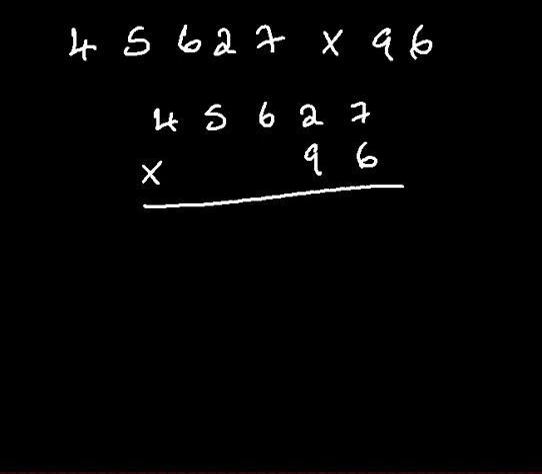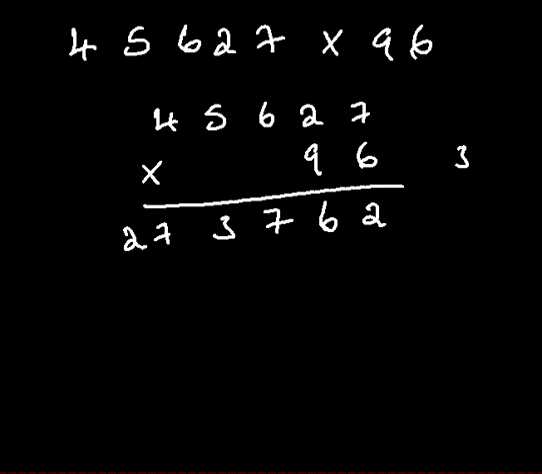So have 6 times 7. What is 6 times 7? We have it as 42. We'll have 2 and keep 4. And 6 times 2, that is 12, and 12 plus 4, that is 16. We'll put 6 and keep 1. Then 6 times 6, that is 36, and 36 plus 1, that is 37. We'll put 7 and keep 3. And 5 times 6, that is 30, and 30 plus 3, that is 33. We'll put 3 and keep 3 as well. Then 4 times 6, that is 24, and 24 plus 3, that is 27.